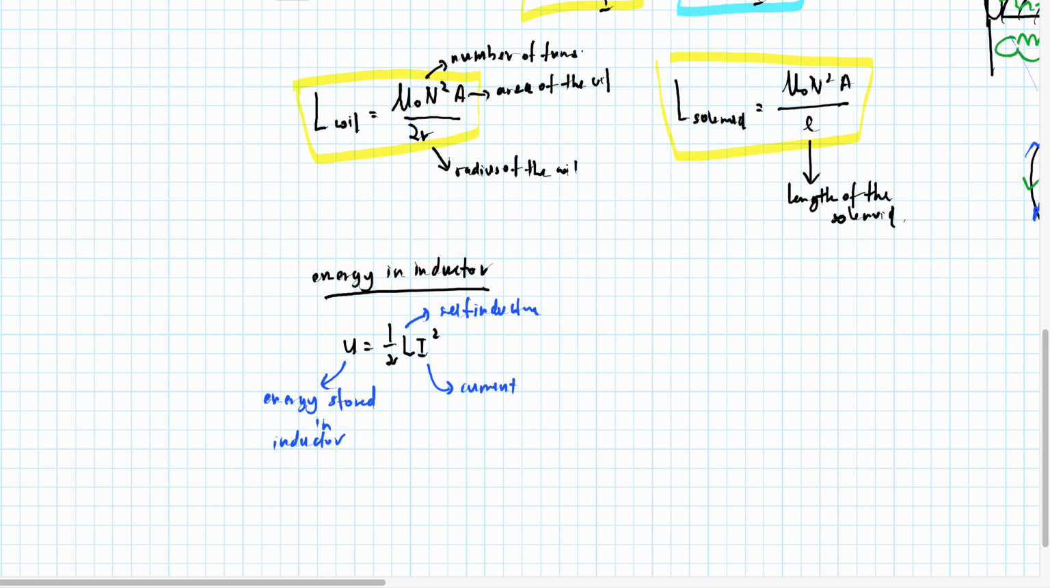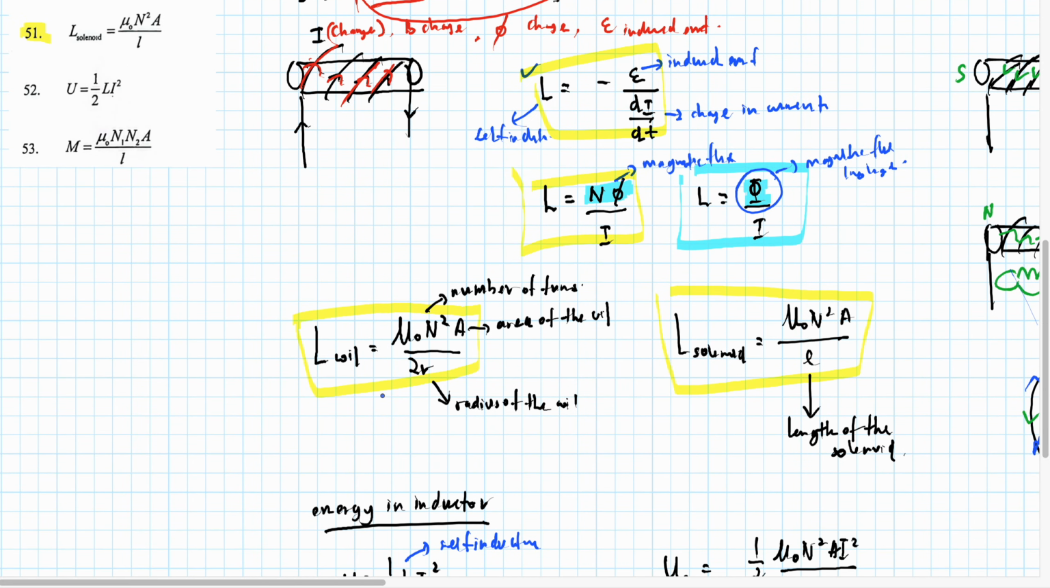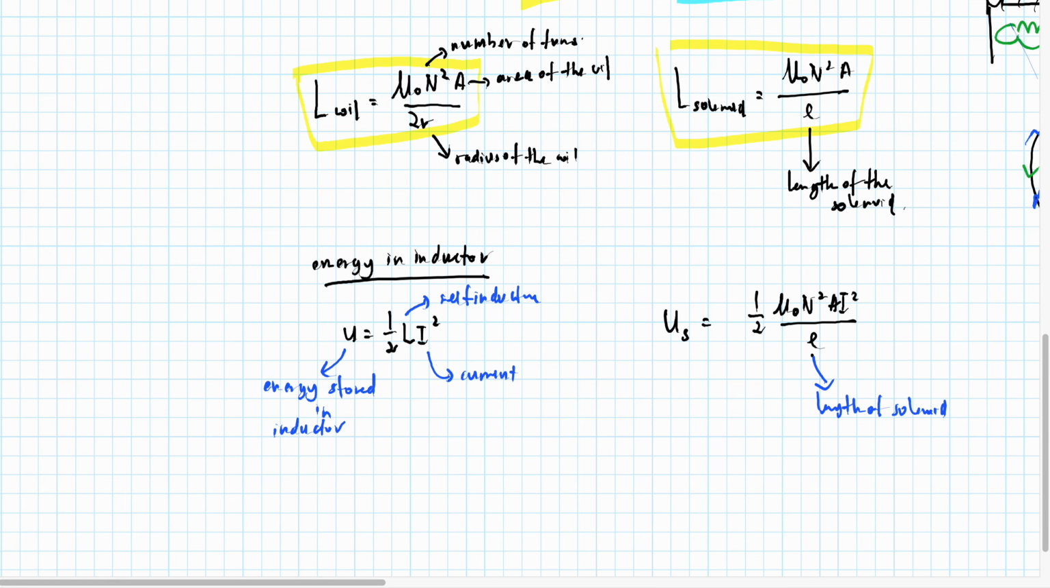Okay, so this is the formula untuk energy in inductor. Ada another formula yang specifically untuk energy dalam solenoid. So energy dalam solenoid is 1/2 mu naught N squared A I squared bahagi dengan L. Samalah, this one is the area, current, and L ni adalah length of the solenoid. So let's see are these formulas given or not. Formula yang ke-52 is given lah. Energy in inductor formula diberikan.